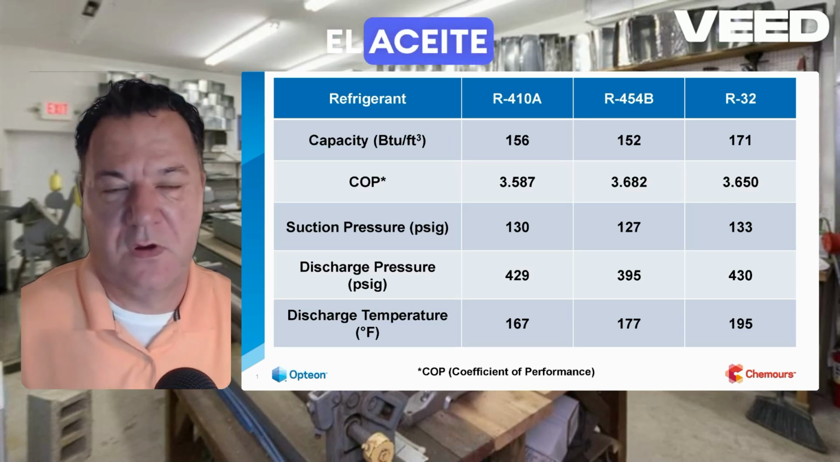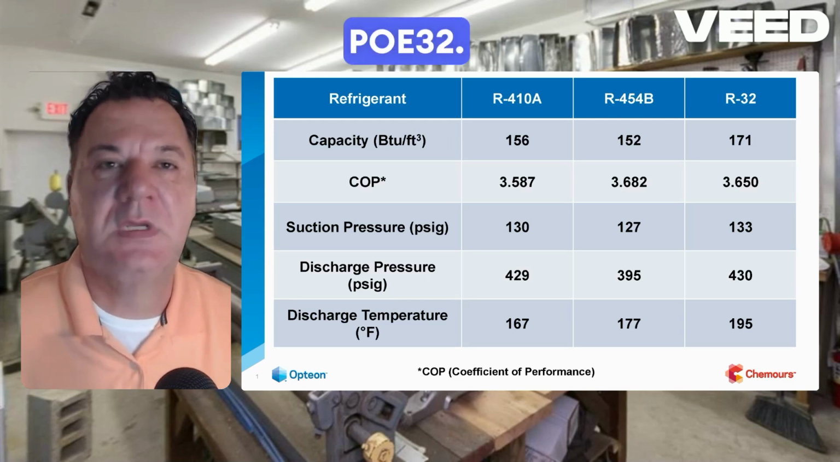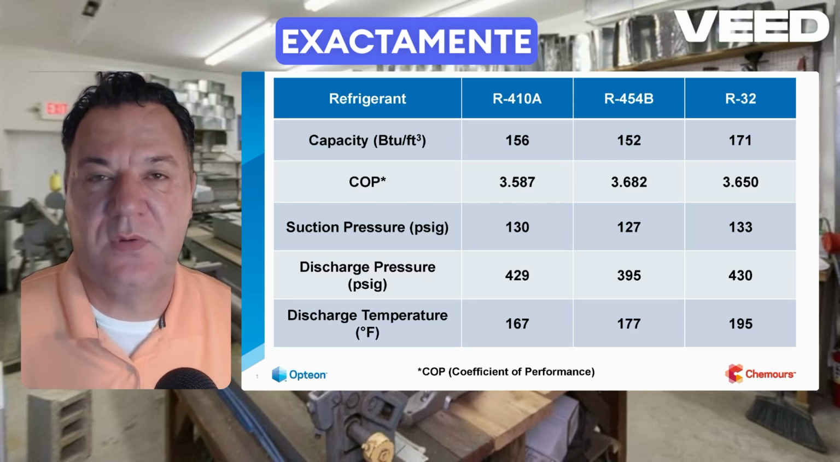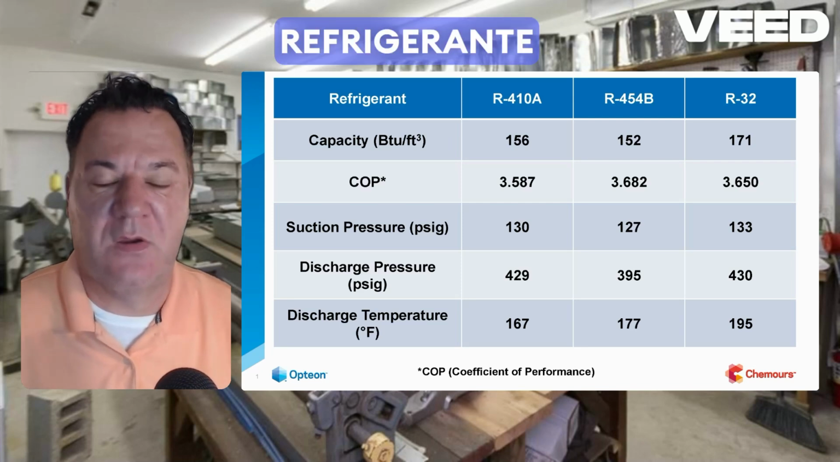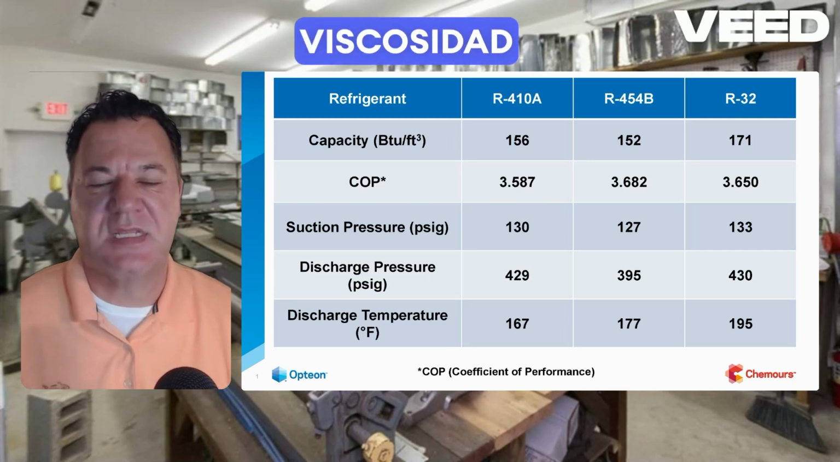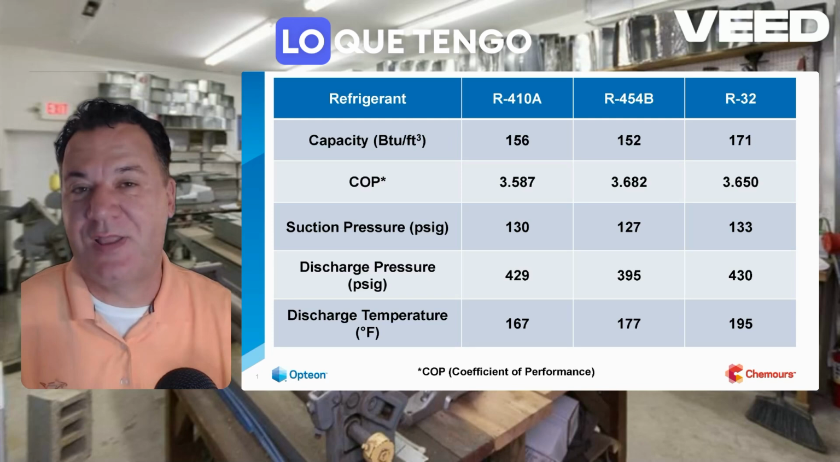The POE oil for 410A will be POE 32. The POE oil for 454B will be exactly the same, POE 32. And then on the R32 refrigerant, it'll be POE 46. So it's going to be a higher viscosity, give it a little bit more lubricity because it runs a little warmer. So that's all I have for you today.